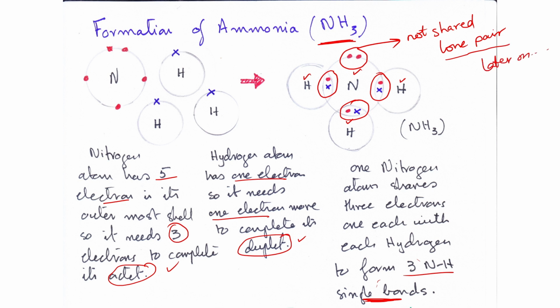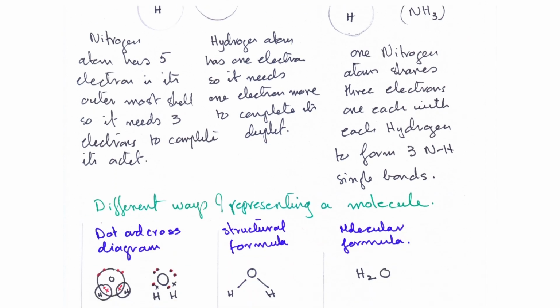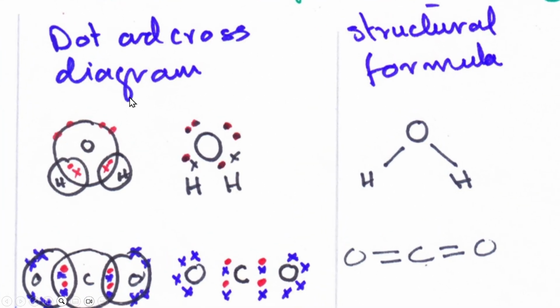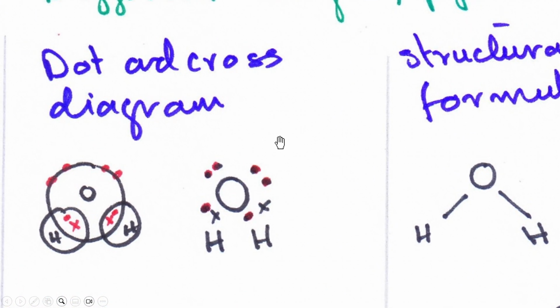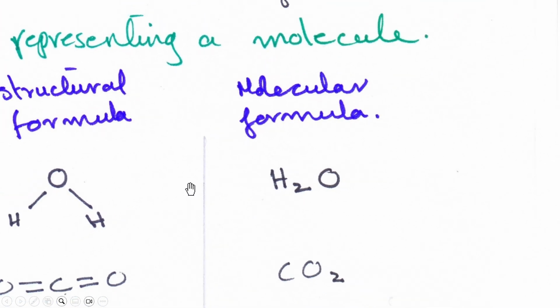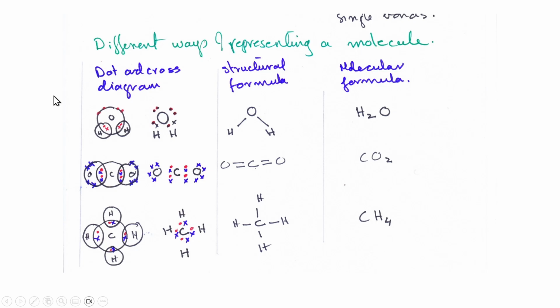Now we have different ways of representing a molecule. Dot and cross diagram in the first column. You can draw either way, then structure formulas, and then molecular formulas. You must remember what you are going to draw when a structure formula is asked, what you are going to draw when a dot and cross diagram is asked, and what you are going to draw in a molecular formula.